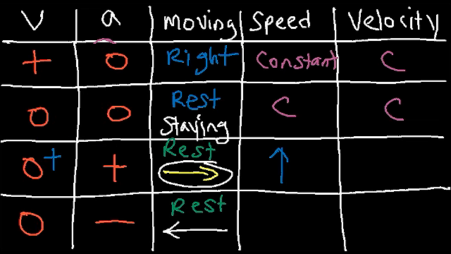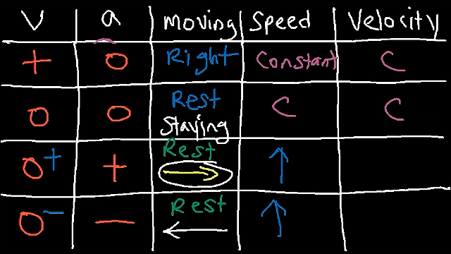Now, when acceleration is negative and velocity is currently zero, it's going to move to the left. It's about to move to the left. And as it moves to the left, velocity is negative, acceleration is negative. And so it's going to be speeding up since these two signs are the same. So in both cases, it speeds up.